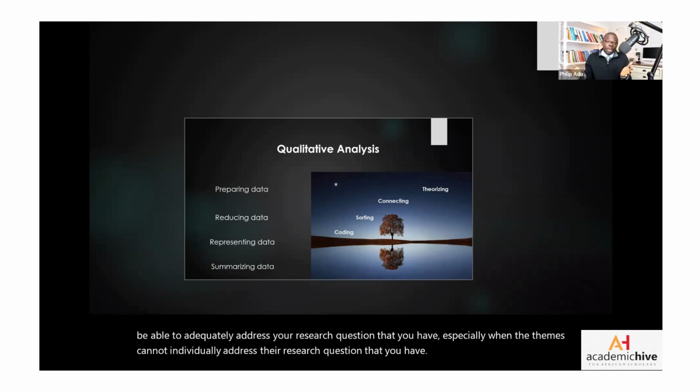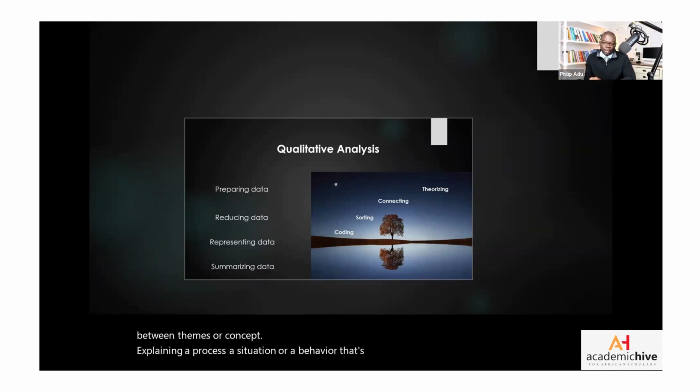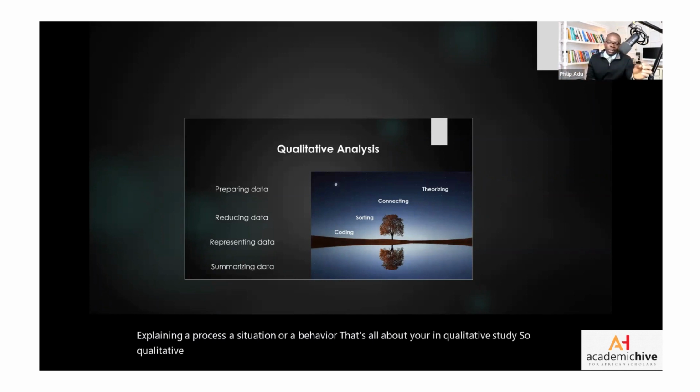And maybe you can also move further to develop a theory. A theory is just a relationship between themes or concepts explaining a process, a situation, or a behavior. That's all about theory in a qualitative study. So qualitative analysis is all about coding, sorting, connecting the themes, and sometimes developing a theory based on what you found, right? The theory should best represent the data that you have.